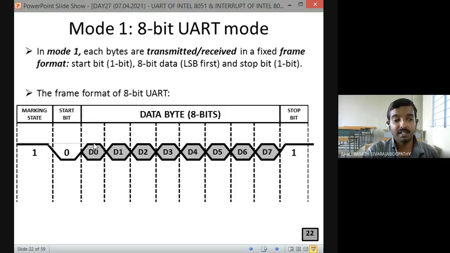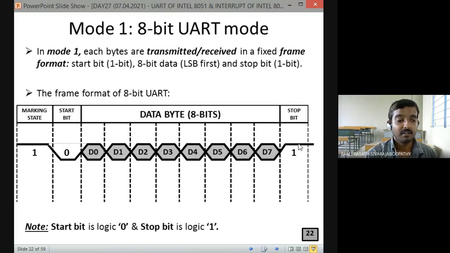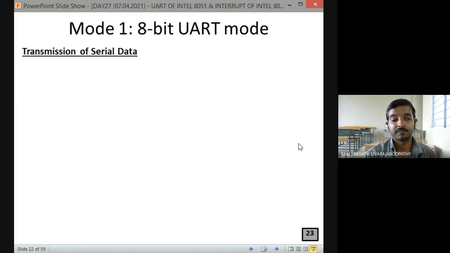See, the dotted line indicates the duration of each clock pulse. So initially the marking state is 1, then the start bit position time is low, then it is transmitting the 8-bit data, then the stop bit is going to be 1. Fine. So this is what happens in the case of 8-bit UART. Start bit is logic 0, stop bit is logic 1. Don't forget: universally, start bit's logic is 0, stop bit's logic is 1.